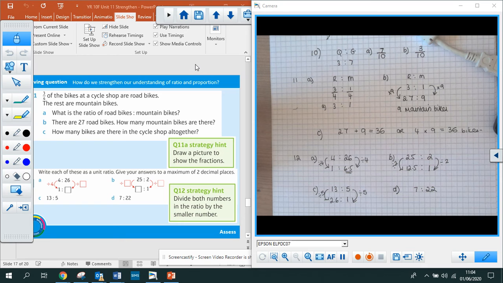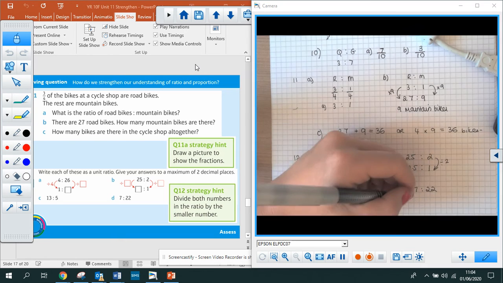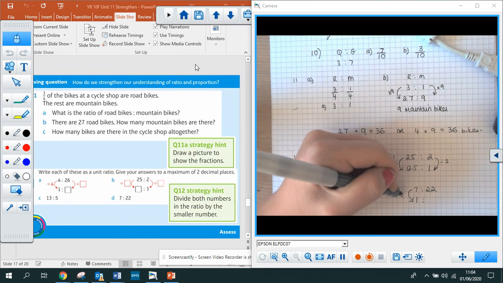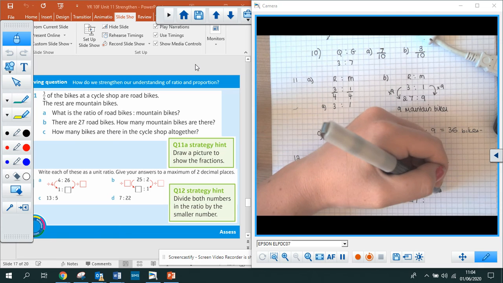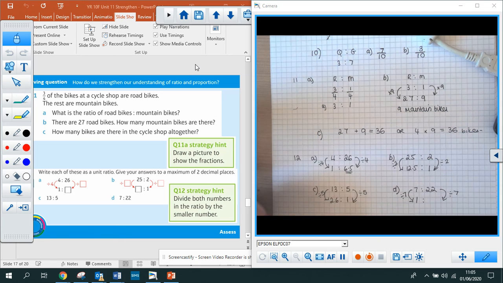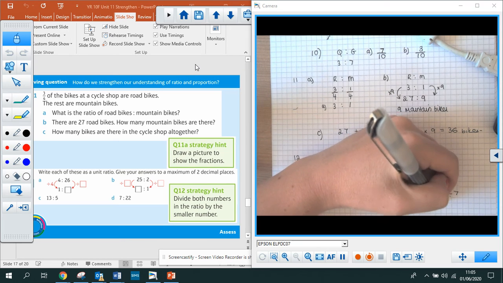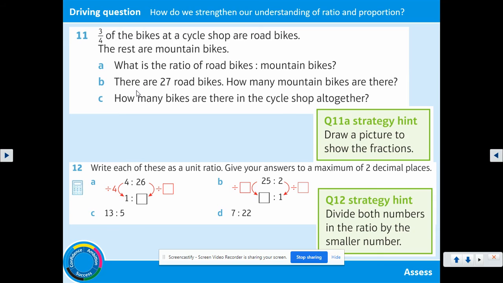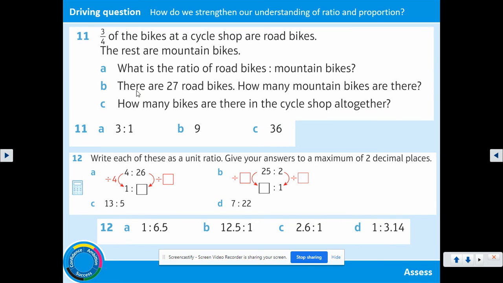The last one, for D, 7 to 22. One part of my ratio has to be 1. I'm going to pick my smaller number, that's 7, so that is going to be 1. How do I get from 7 to 1? I divide by 7. Therefore, I need to divide my 22 by 7. 22 divided by 7 is, what's come up on my calculator at the moment, 3.14285714. Remember it said give your answer to a maximum of 2 decimal places, so my answer is 3.14. Okay, and that is your final answer there, so well done if you got those. And they're there as well for you to just quickly check if you didn't finish marking.